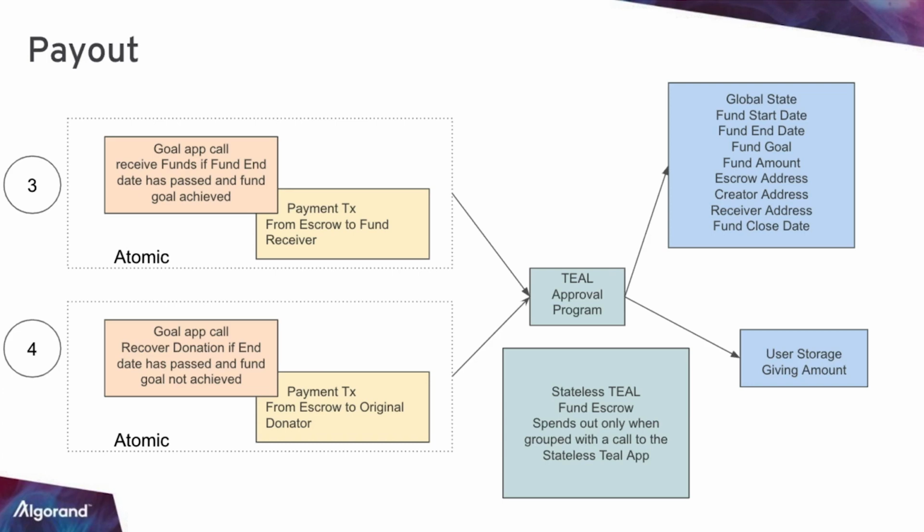And you do things like make sure that you're checking that they're not trying to ask in the payment transaction more than they actually gave. Things like that are going to be in the approval program logic.